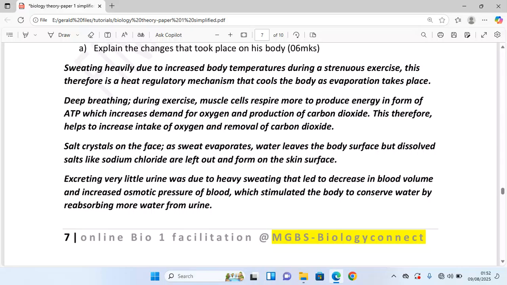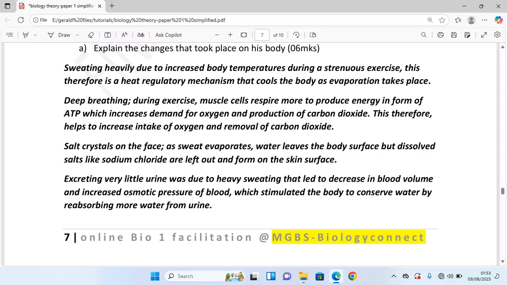Then deep breathing. During the exercise, muscle cells respire more to produce energy in the form of ATP, which increases demand for oxygen and production of carbon dioxide. This therefore helps to increase the intake of oxygen and removal of carbon dioxide. That's the reason why there is deep breathing: as you're doing this activity, the body is using a lot of energy, therefore it needs to take in more oxygen.